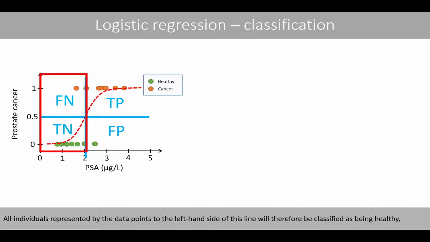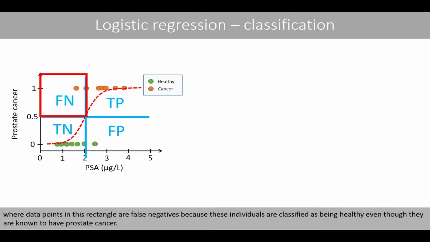All individuals represented by the data points to the left-hand side of this line will therefore be classified as being healthy. Data points in this rectangle are false negatives, because these individuals are classified as being healthy even though they are known to have prostate cancer.